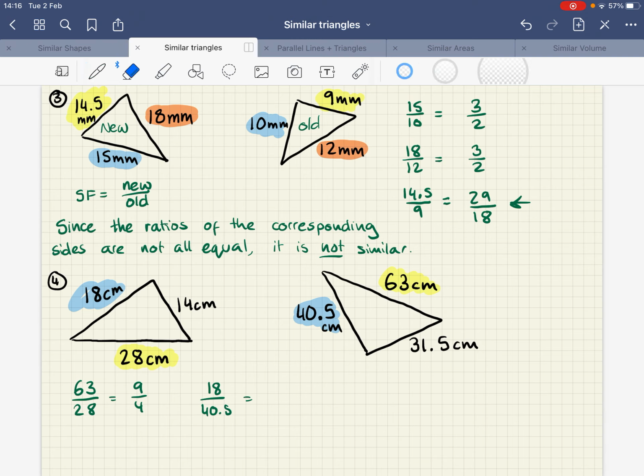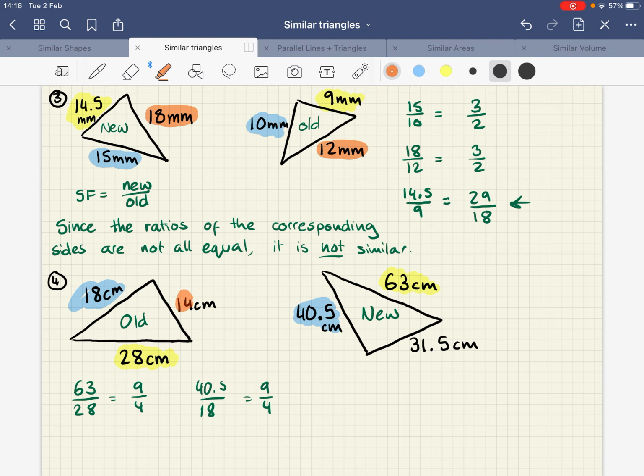I've put it the wrong way around. This is why you should always write out new over old. My bad. I'm going to make that my new one and that my old, because that's what I used in the previous one. Sorry about that. So my new is the 40.5, and there's my 18. So that would just be 9 over 4.